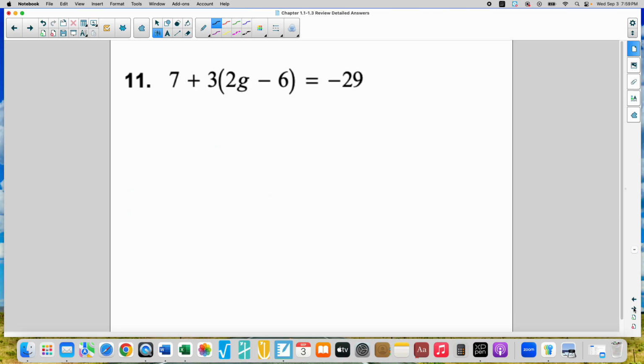Now, this is the mistake that most students make. They add 7 and 3 because they say, ooh, I know how to add 7 and 3. That's easy. This is multiplication. This is addition. Order of operations always tells me to do multiplication first. You must do the multiplication. That is 7 plus 3 times 2g is 6g. 3 times negative 6 is negative 18 equals negative 29.